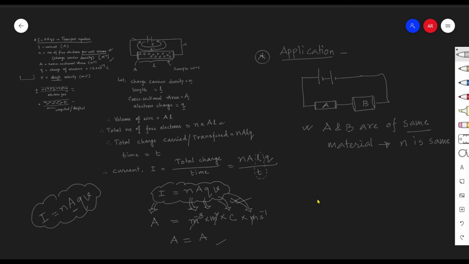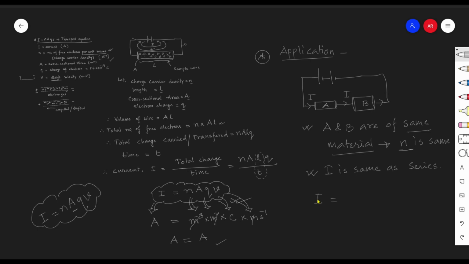When it is made up of the same material, it will have the same N, meaning the same number of free electrons per unit volume. They are connected in series. As they are connected in series, the same current is flowing through each of them. So I is the same as it is a series connection.